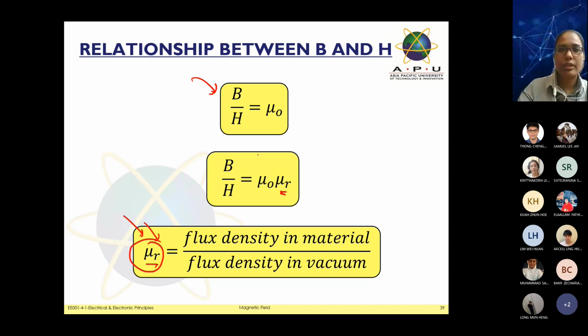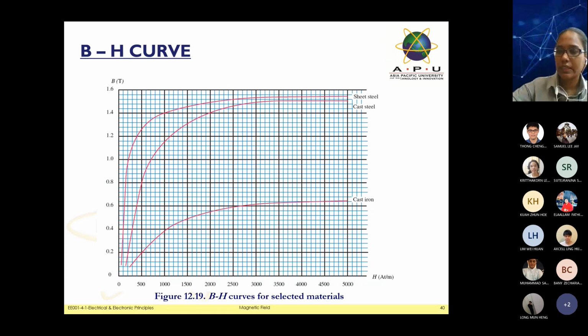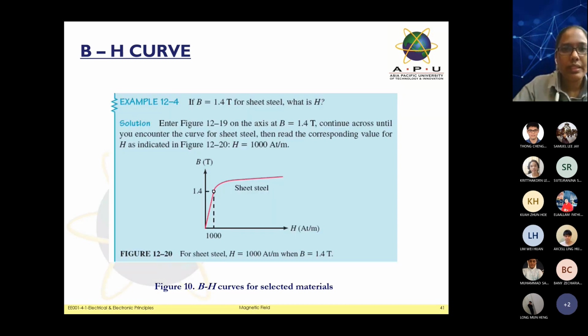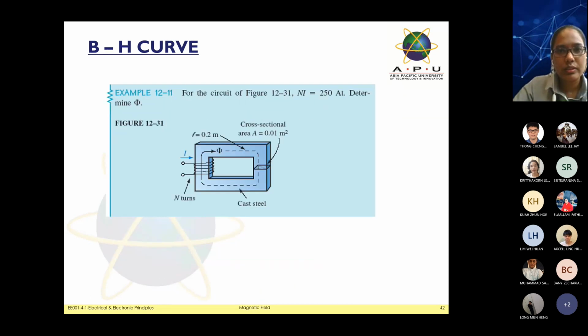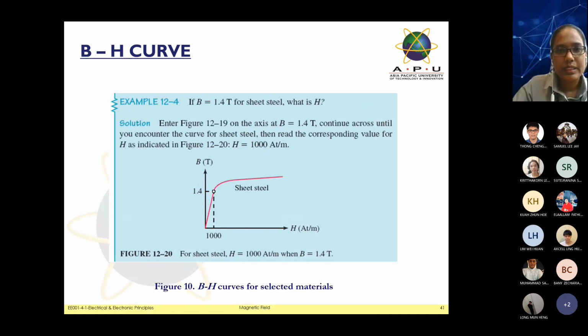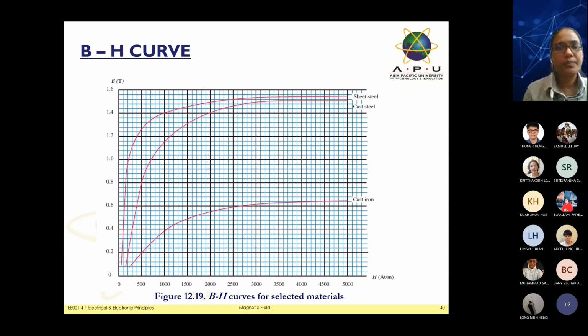Okay, let's go on. Just have a look at this part. This part looks very simple. Frankly, maybe it looks simple because it's only based on the BH curve here. This is the point where they will trick you. Okay, let's see. This is a simple one. Just have a look at this one first.